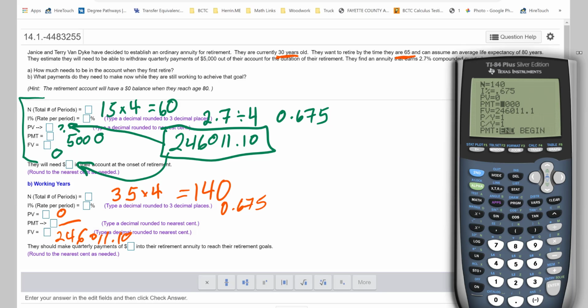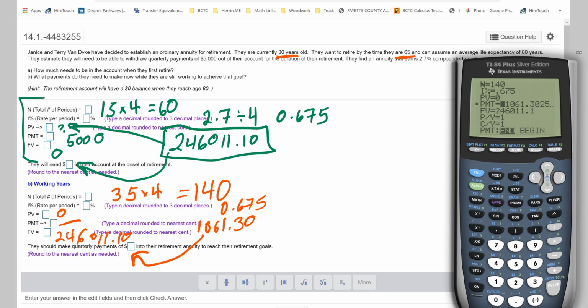So I've got my numbers entered in, and we'll hit alpha, enter. And it looks like I need to make payments of $1,061.30. So that will be my payments. And that will also be the quarterly payment we need in the final answer.